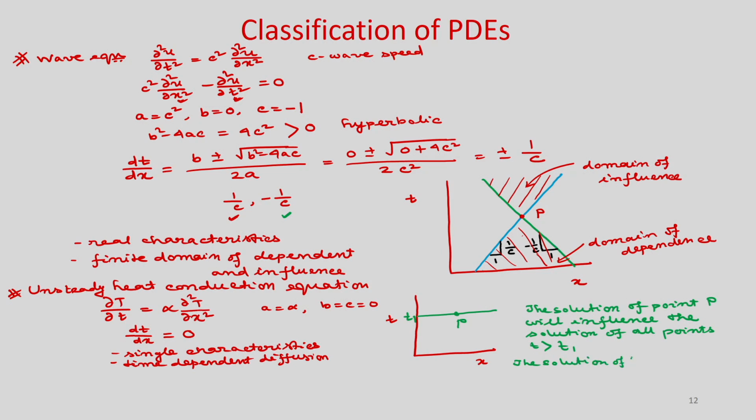And the solution of P will be dependent on the solution of all points at t less than t1. Next, let us consider the elliptic equation, which is the steady 2D heat diffusion equation.